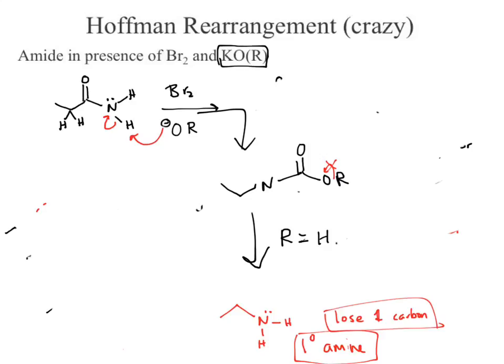So bromine's just a catalyst? Bromine is technically not a catalyst, because for it to be a catalyst, we have to reform Br2 at the end. We don't reform Br2. We form Br minus.